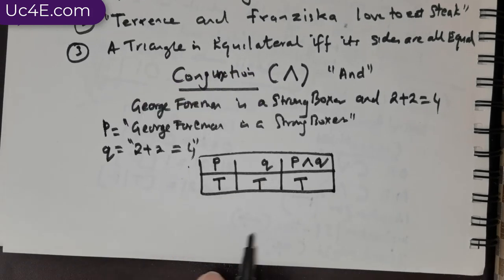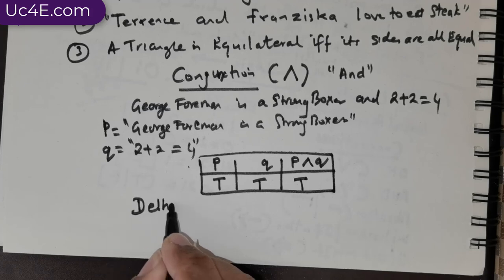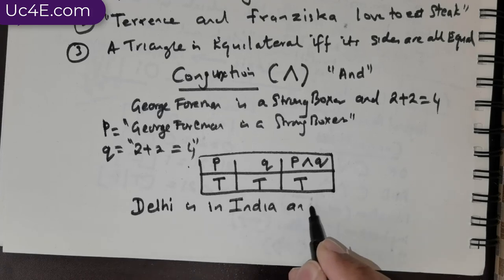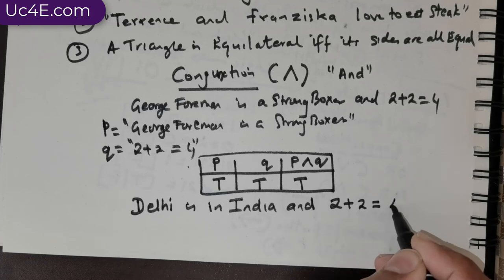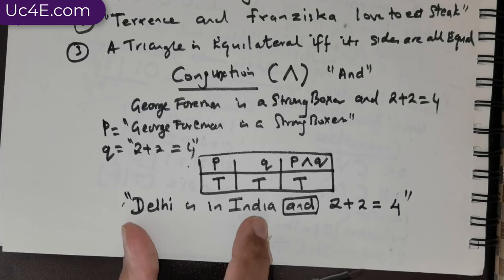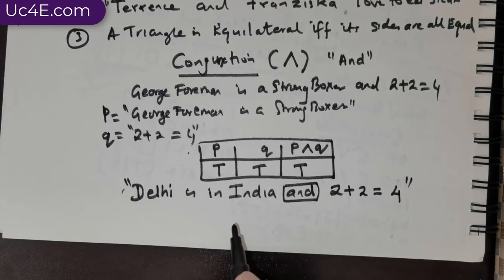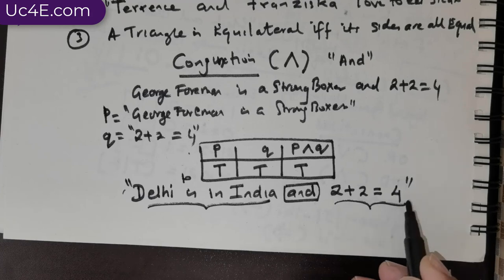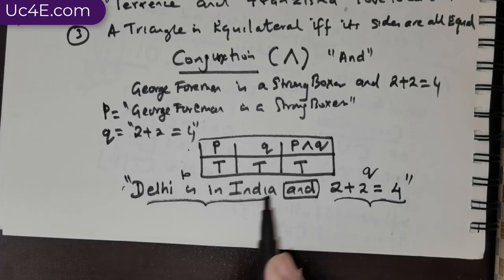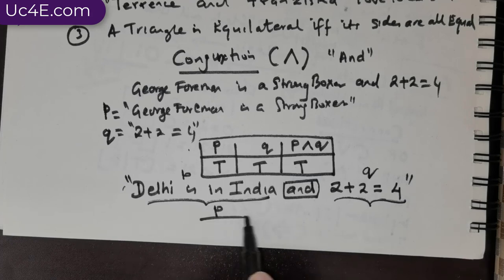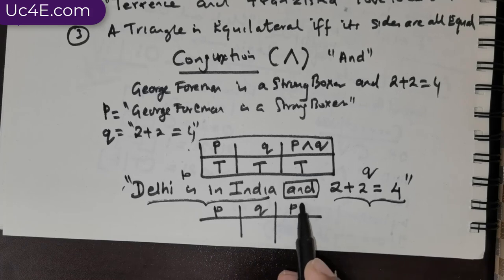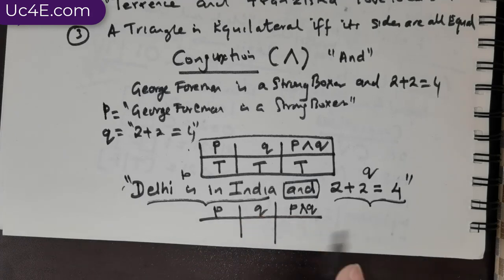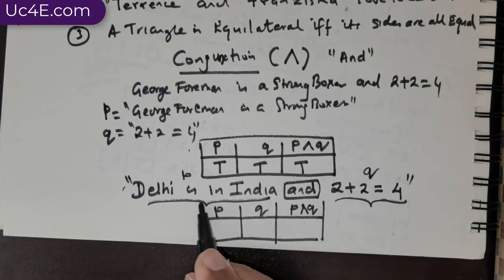So that is the first illustration I wish to provide you here. Now let me go on and give you another illustration. Delhi is in India. And 2 plus 2 is equal to 4. Atomic proposition with another atomic proposition. So, if I were to take this entire thing as P and this entire thing as Q, what do you think will the outcome be? So, let me write that table down. P and Q. When I said P and Q, I'm not actually meaning the conjunction here, right? Just utilizing the language of English.